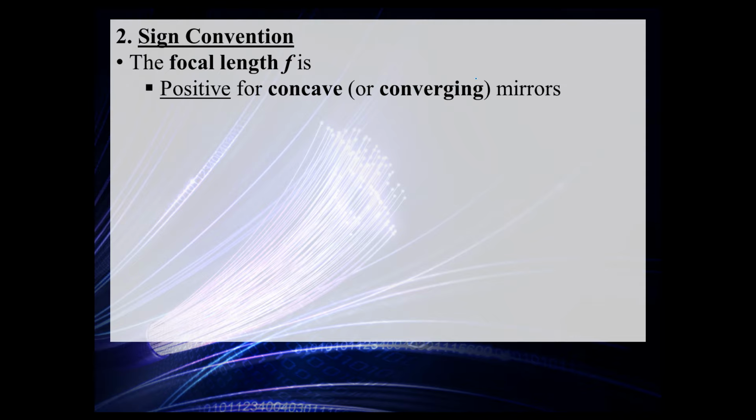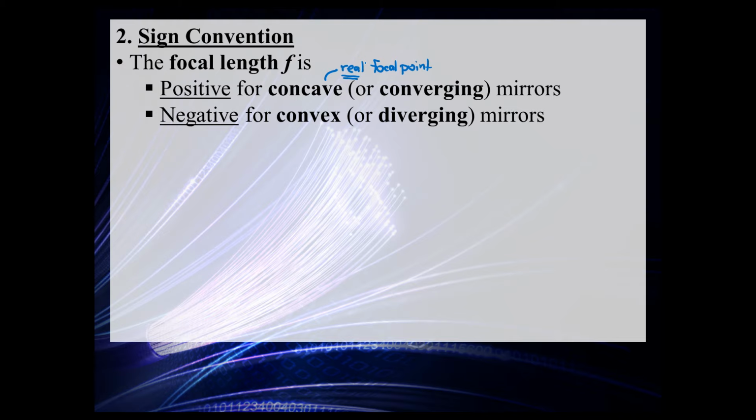First of all, the focal length, we're going to put a positive in front of the value if we're dealing with a concave mirror or a converging mirror. The reason being is that for a concave mirror, you have a real focal point. We're going to associate the real side of the mirror as being positive. And if you have a convex mirror, well, everything's flipped around. Your center of curvature and your focal point are now on the virtual side. So that would be a virtual focal point. And if you have a virtual focal point, we're going to represent virtual as being negative.